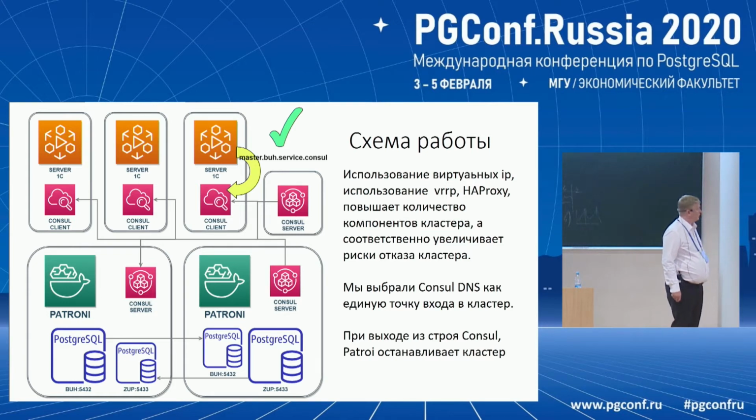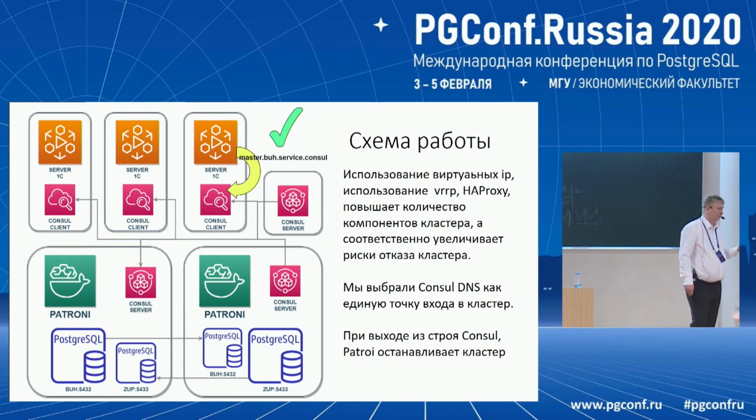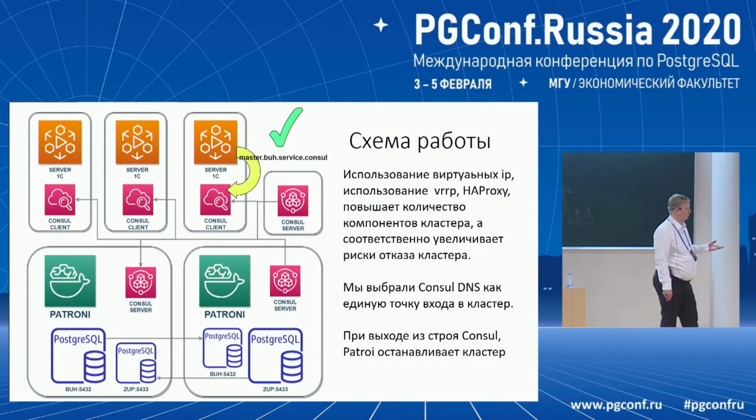So in our arrangement, we decided not to use HAProxy, virtual IP, VRRP protocols. We thought the fewer the components in the cluster, the higher its stability and reliability, because Patroni stores everything in Consul. Here is what we have.